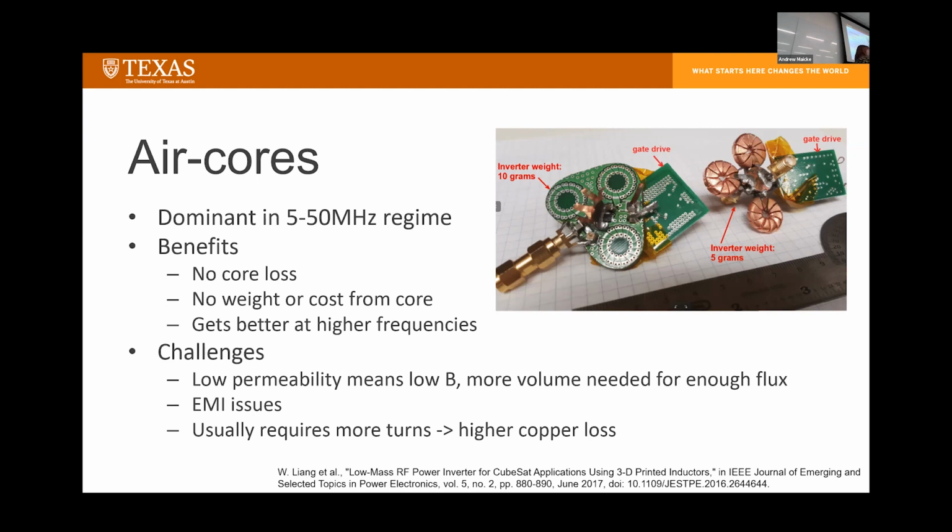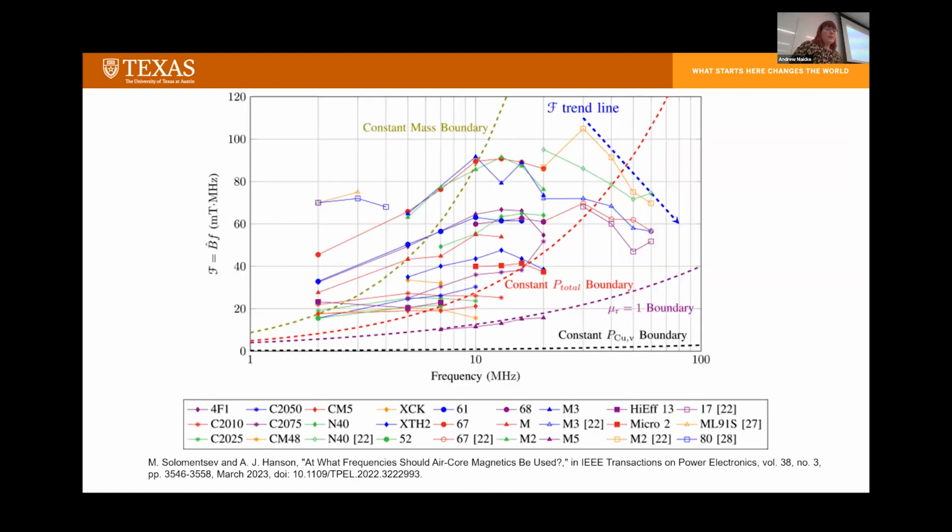And then there's also EMI issues, which basically means that stray flux leaks out, and that is not very good for switching components. It can affect those. And then they usually require more turns, which means higher copper loss. But still people use them, like I was saying, in the 5 to 50 megahertz region.